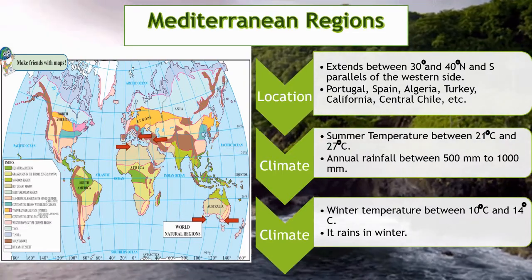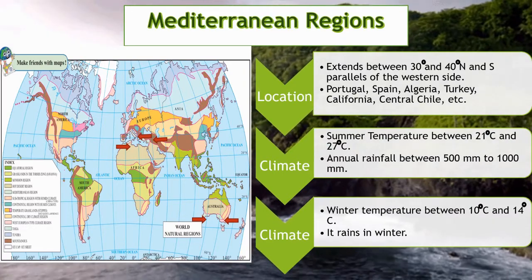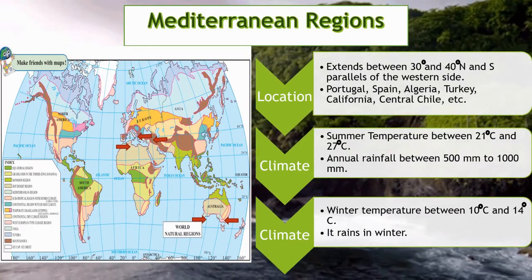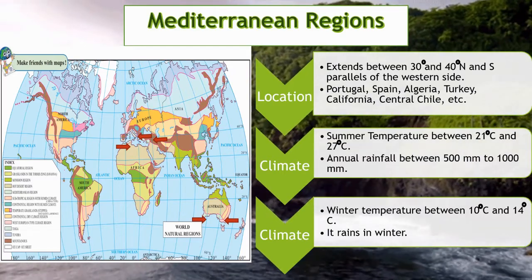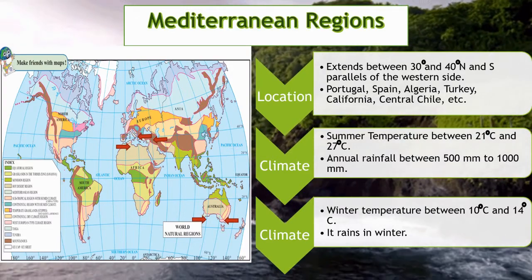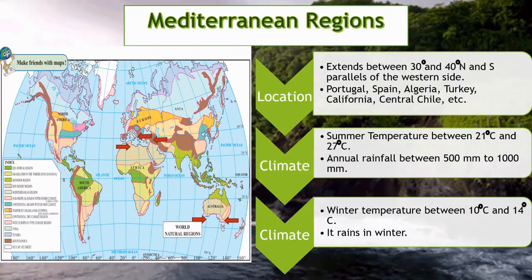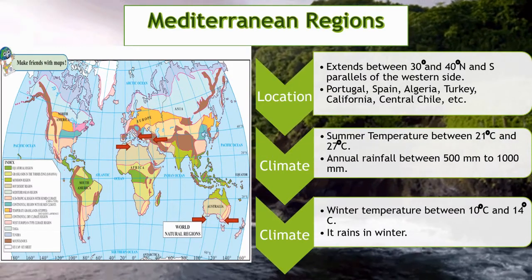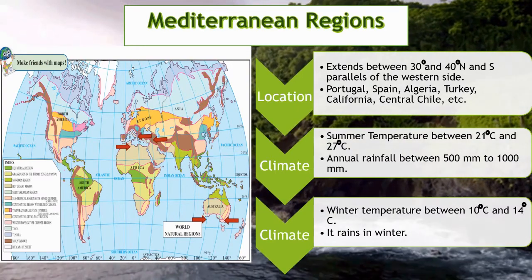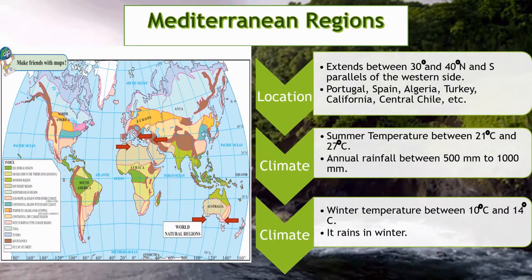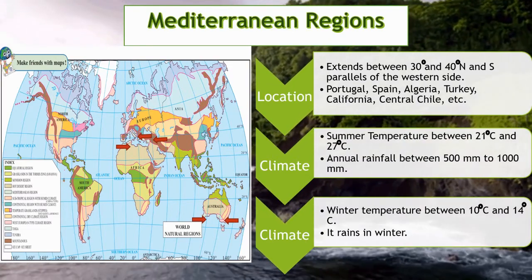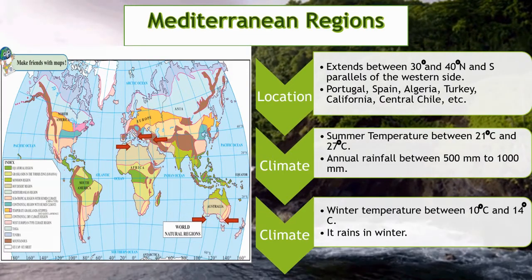The climate of the Mediterranean region is as follows. The summer is dry and there is rainfall in the winter. The mean summer temperature is between 21 degrees Celsius and 27 degrees Celsius. The winter temperature is between 10 degrees Celsius and 14 degrees Celsius. The mean annual rainfall is between 500 millimeters and 1000 millimeters, and it rains during the winters.